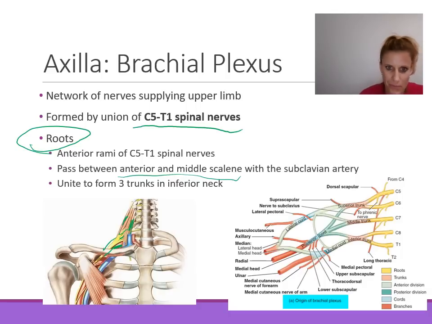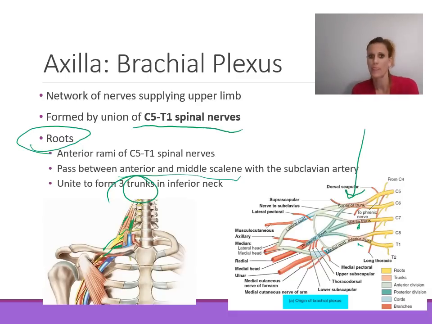The three trunks that are formed here in the inferior neck are the superior trunk, middle trunk, and inferior trunk. We'll see as we follow these nerves that they unite and branch several times as we progress from the spinal nerve towards the nerves in the arm.